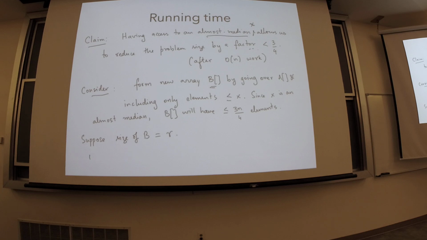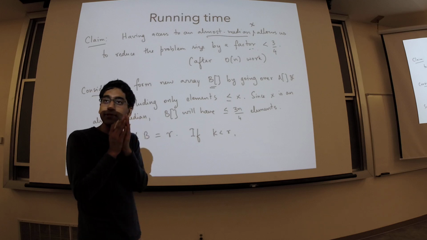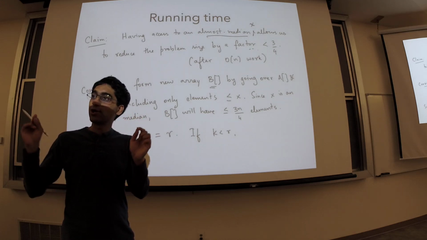So if k is less than r, then what do we do now? How do you find the kth smallest element in the whole array? Can you, for example, say that the kth smallest element in the whole array could happen to not be included in B?